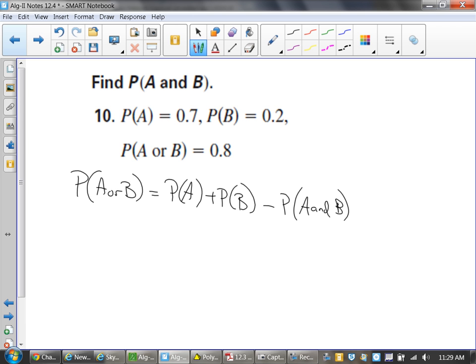So this is nothing more than 0.8 equals 0.7 plus 0.2 minus X. Is it 0.01 or 0.1? Like I said, these are extremely straightforward. There's not a lot of scariness involved here.